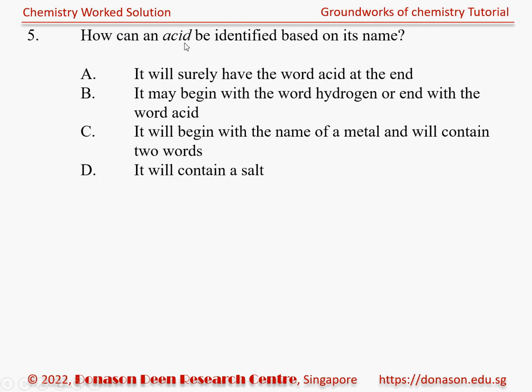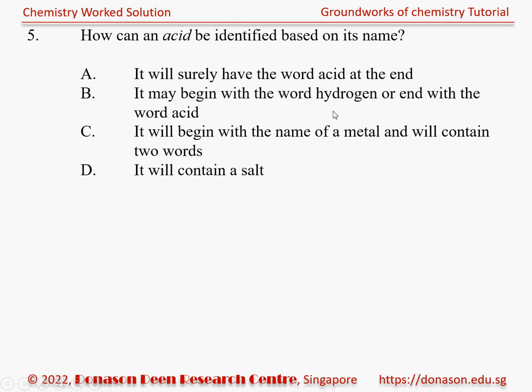How can an acid be identified based on its name? Option A, it will surely have the word acid at the end. Not necessarily the case, right? It may begin with the word hydrogen followed by the name of an anion, in which case you don't have to mention the word acid, right? Well, as you will see with some examples shortly.